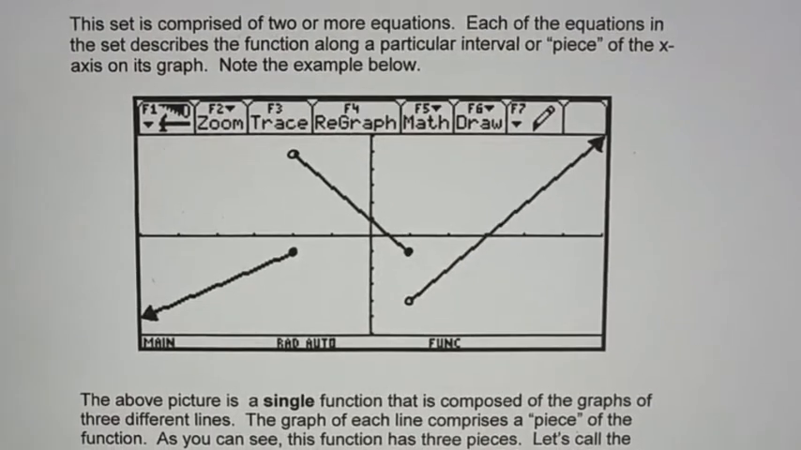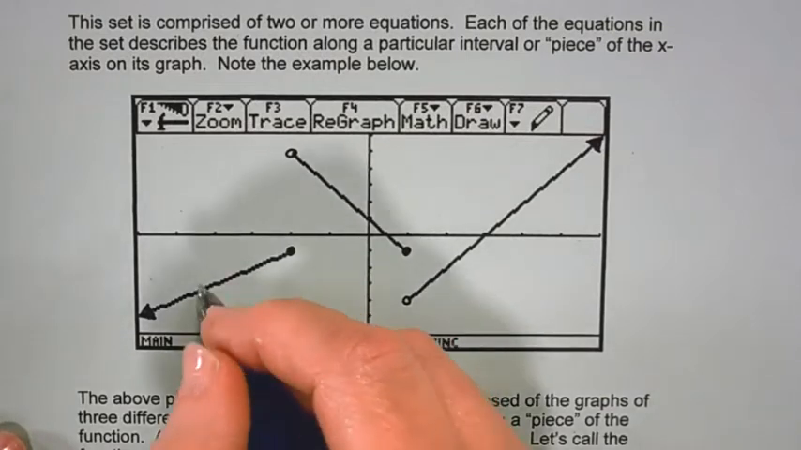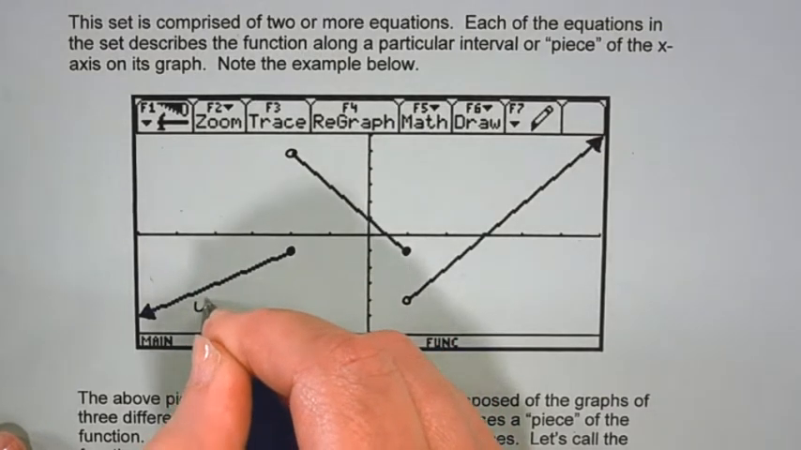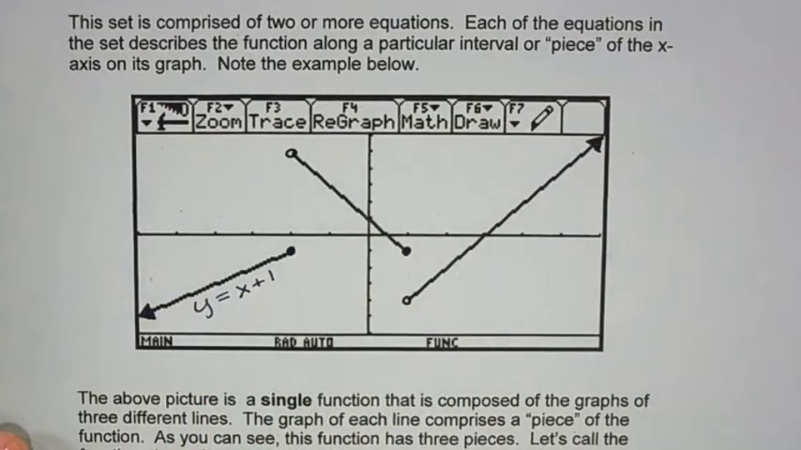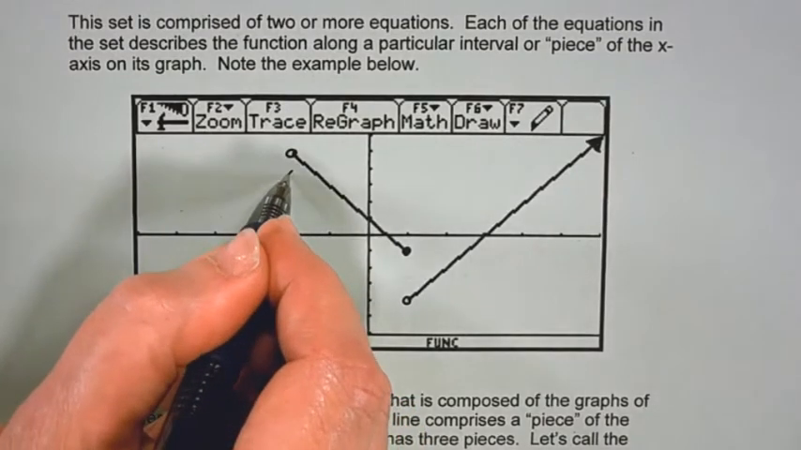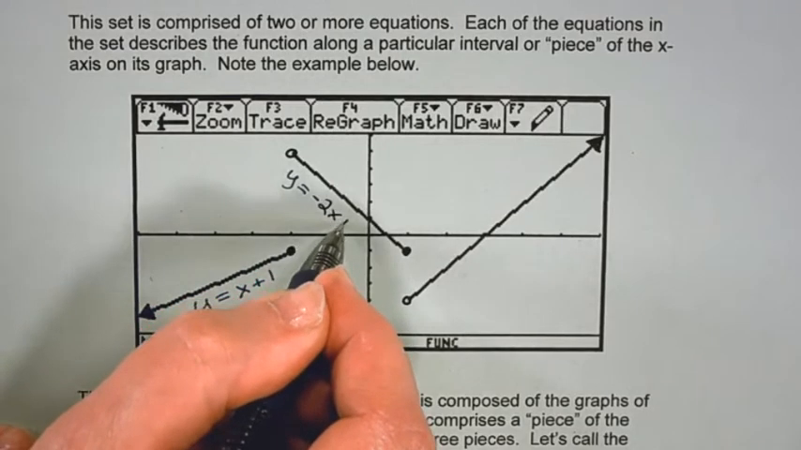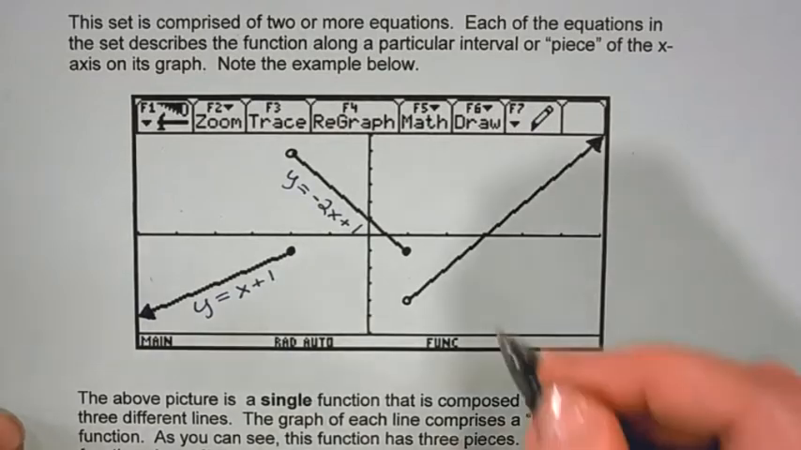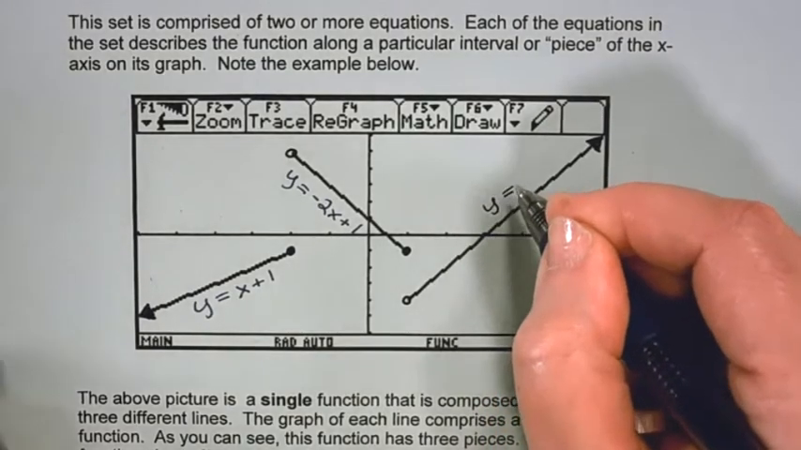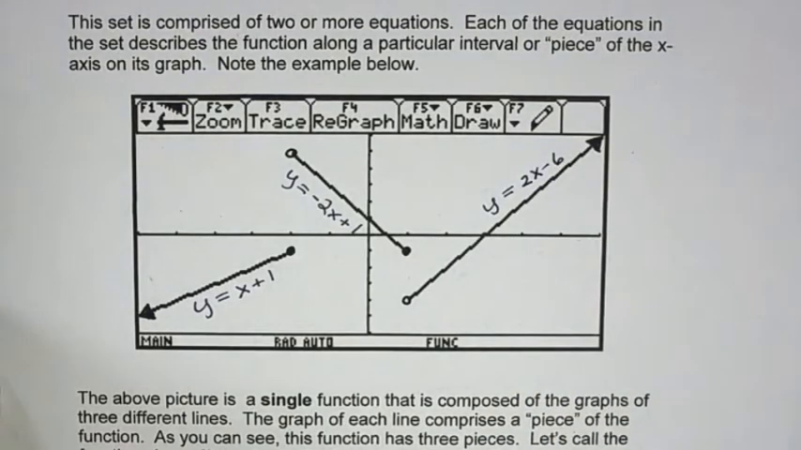So what I want you to do is write along with me. So let's put the equation for each piece along the line. So the equation for this piece is y is equal to x plus 1. The equation for the middle piece is y is equal to negative 2x plus 1. The equation for the last piece is y is equal to 2x minus 6.